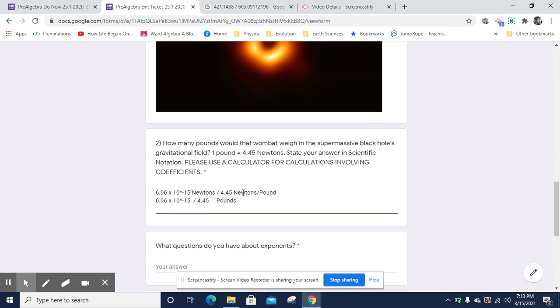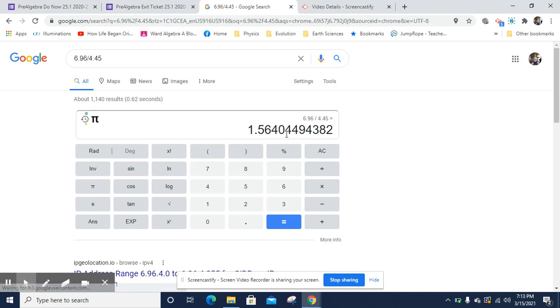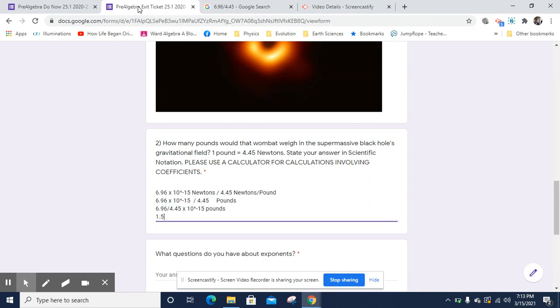Now let's work this out. I'm going to leave the power alone. I'm just going to deal with 6.96 divided by 4.45. And then that's going to be times 10 to the negative 15th pounds. And I'll deal with just the coefficient by itself. Okay, and I get 1.564. I'm going to round it to 1.56. So I'm going to get 1.56 times 10 to the negative 15th pounds is how much the wombat weighs in relation to that supermassive black hole. So that is that. I hope that was helpful.